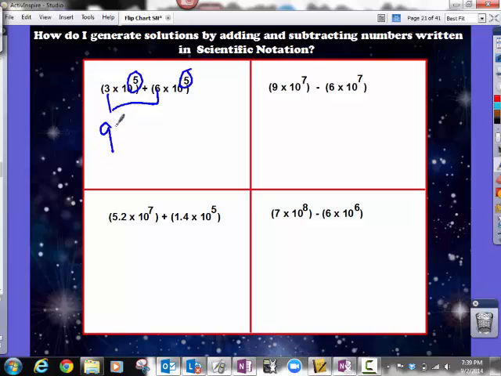And I know in scientific notation, it's always going to be 9 times 10 to some power. Now, since they're the same, and the rule with exponents is, if they're the same exponent and you're adding, it just stays the same. So in this case, I'm just going to bring down the 5. So now my new solution is 9 times 10 to the 5th power. Pretty easy. Now, here's the catch to this.